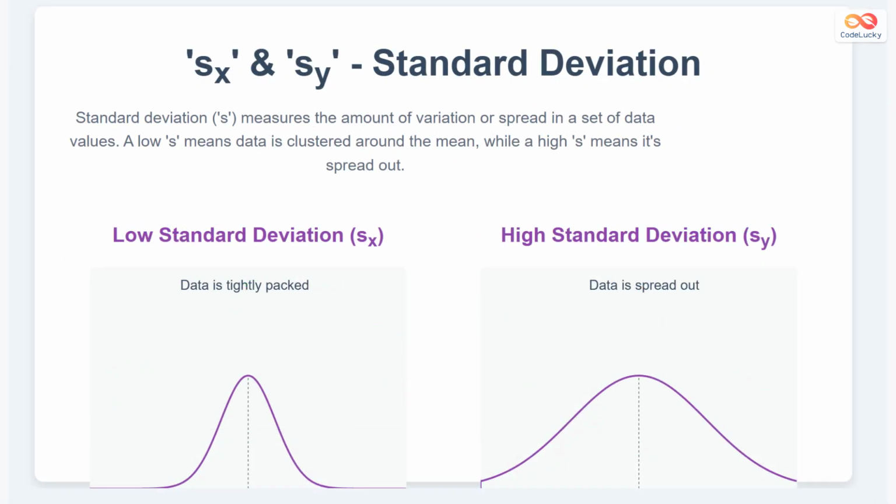Next are the standard deviations, sub x and sub y. Standard deviation is a measure of how spread out the data points are. A small standard deviation indicates that the data points are all clustered closely together around the average. A large standard deviation means the data points are widely spread out.